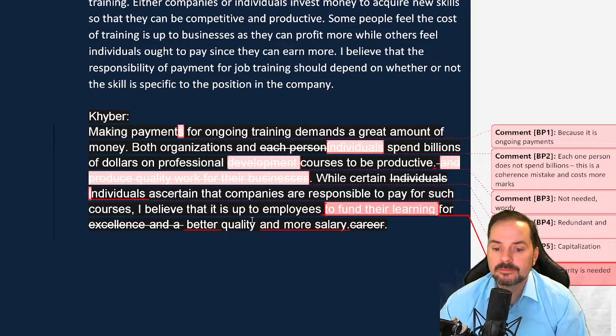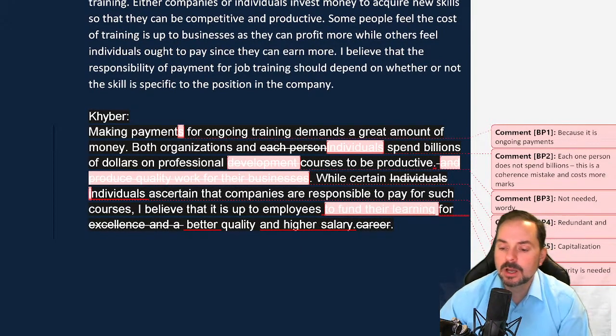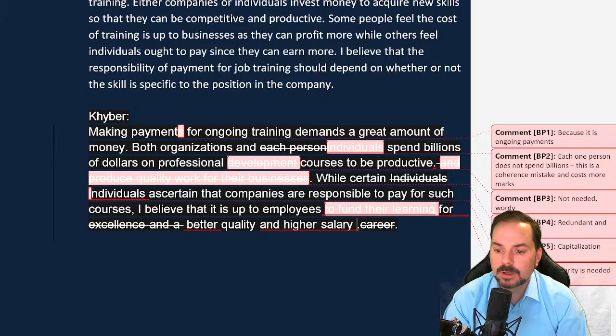And for better quality and higher salary work, okay?